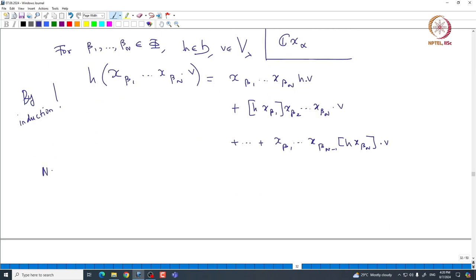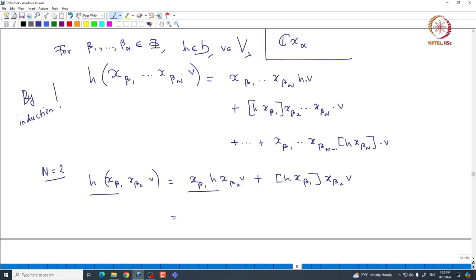For example if we take n equal to 2, we have x_{β1} x_{β2} applied on v, and we are applying h. First you just switch these two elements. Then you get x_{β1} h x_{β2} v plus, because you switch this, you have to pay the cost, [h, x_{β1}] x_{β2} v. Now again you switch these two, so then you get x_{β1} x_{β2} h v plus x_{β1} [h, x_{β2}] v plus [h, x_{β1}] x_{β2} v.